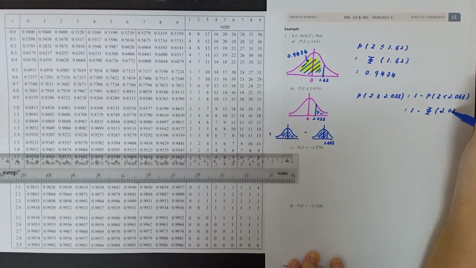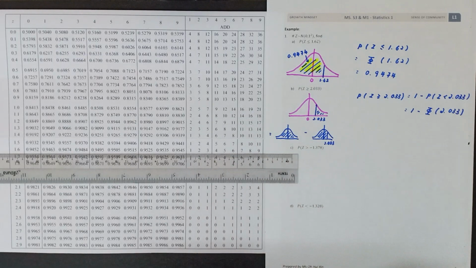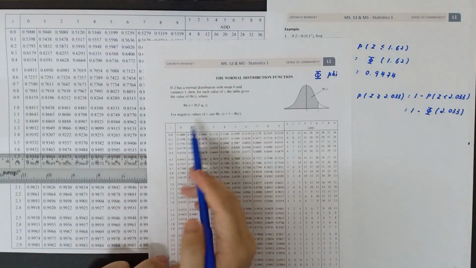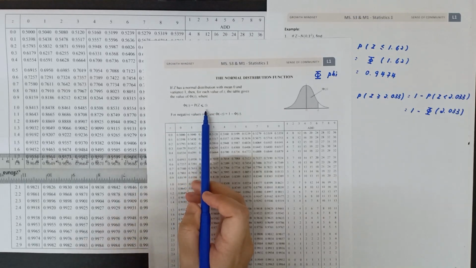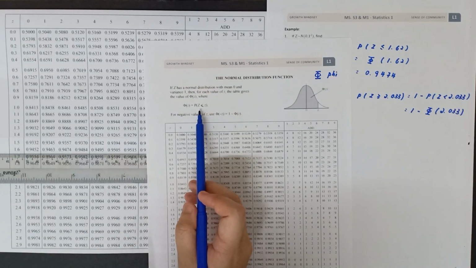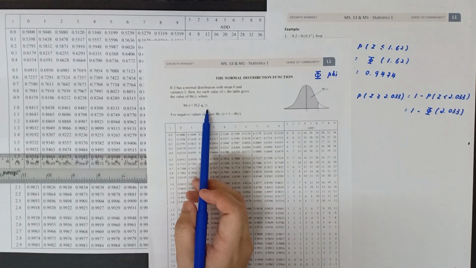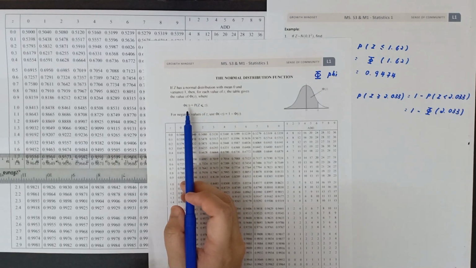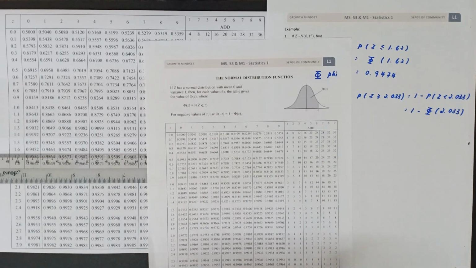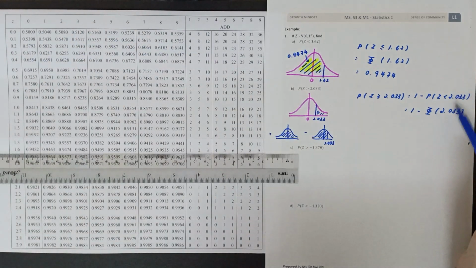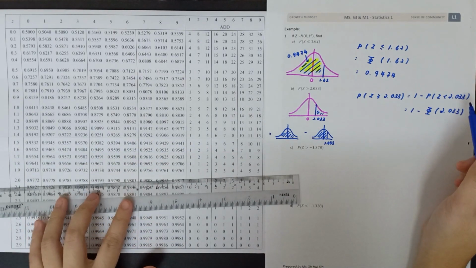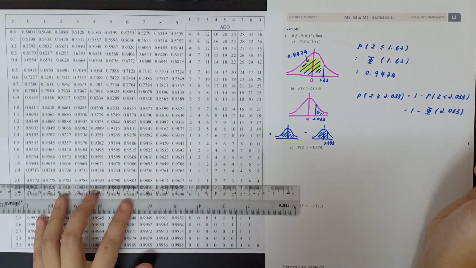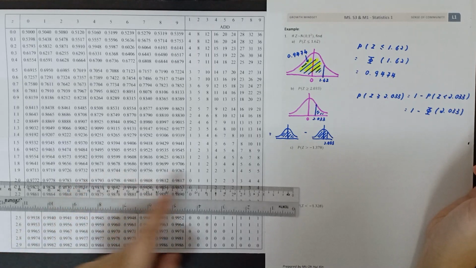In other words, you can remember, as long as you look at your table, you see something like this: phi z equals probability z smaller than z. So before you actually reach the step where you have z smaller than z, you cannot change it into phi, meaning you cannot read it from your table. Okay, so now I have changed it already. So phi 2.033, then I'm going to read 2.0, then 3 and 3.